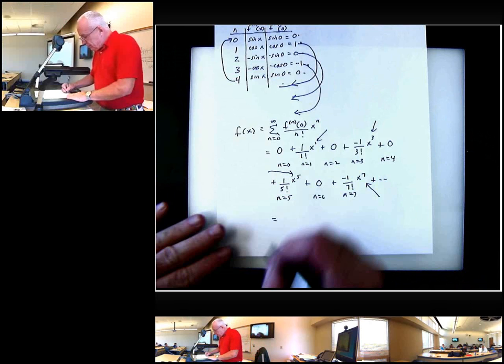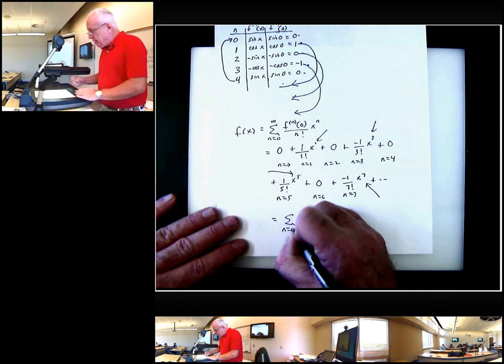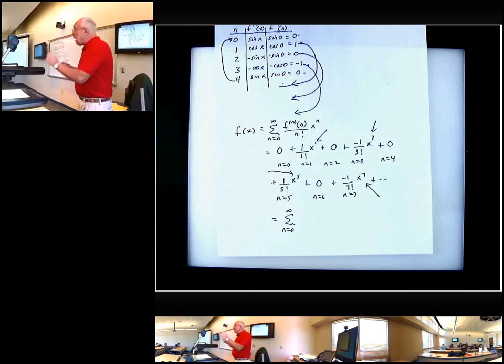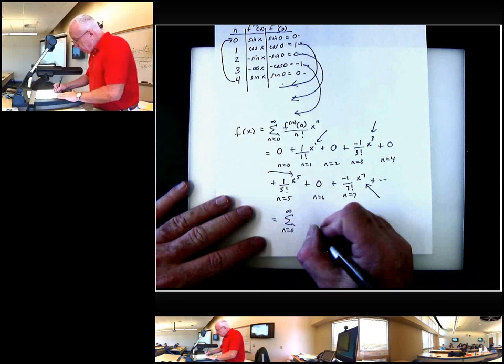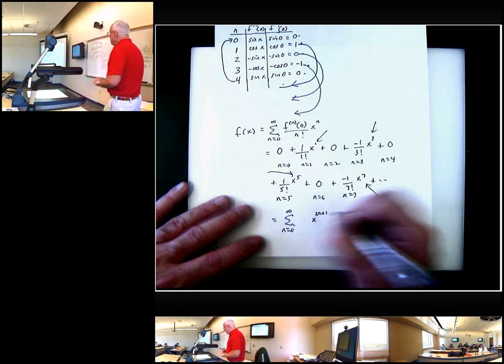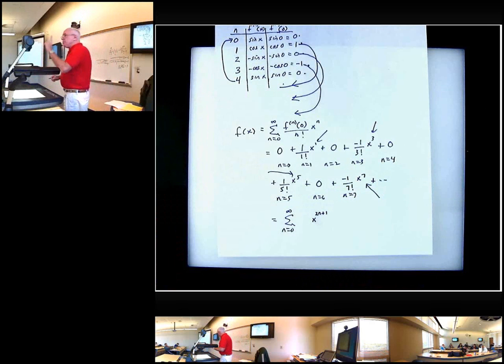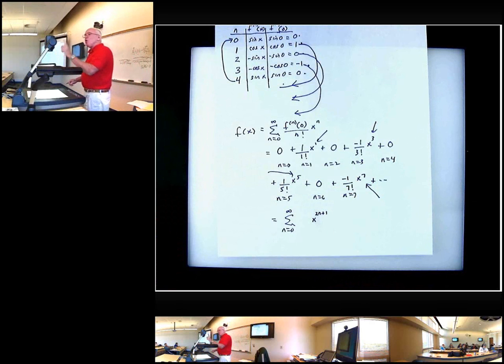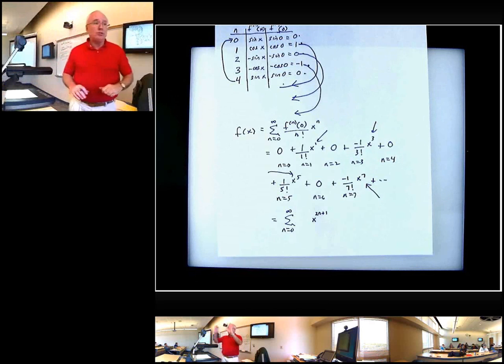So we're going to have a summation, n equals 0 to infinity. Now to represent only odd powers, we're going to have x raised to the 2n plus 1. So when n is 0, that's going to be x to the 1st power. When n is 1, it's going to be x to the 3rd power. When n is 2, it's going to be x to the 5th power. So we're only going to show the odd powers because the even ones all go to 0.